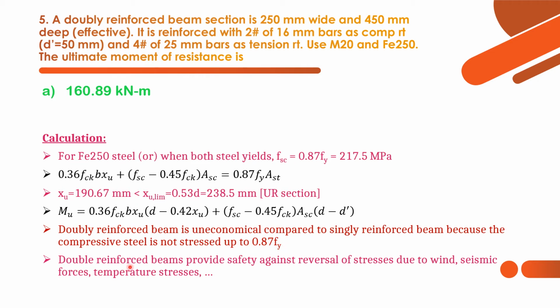And the next point is that a doubly reinforced beam provides safety against reversal of stresses due to wind, seismic forces, temperature stresses, etc. That is, horizontal forces due to wind, seismic forces and temperature stresses. So we can withstand these types of stresses by providing a doubly reinforced section when compared to singly reinforced sections. Now we shall move on to the next question.